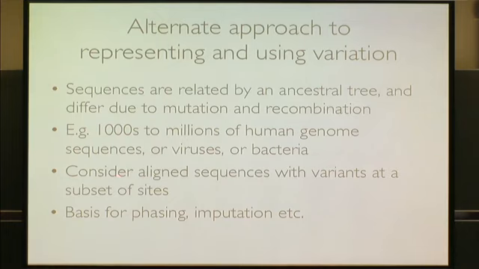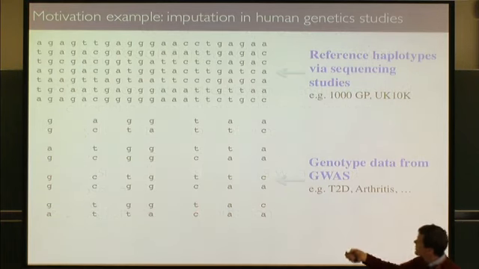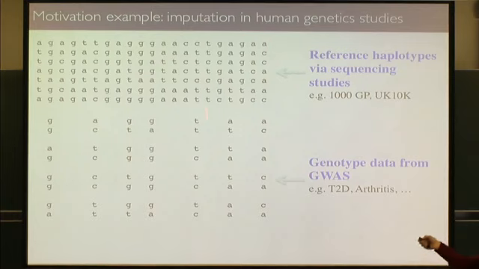So consider them as a set of aligned sequences with variants at a subset of sites. So you've got some sort of matrix, with individuals as rows and sites as columns. And that framework is how a lot of human genetics operates. You're interested in questions across sites, across individuals at particular sites, and doing tests and analyses on those. And a key motivation for what I'm going to talk about is the task of imputation. And this is what that means and how it's used in practice.